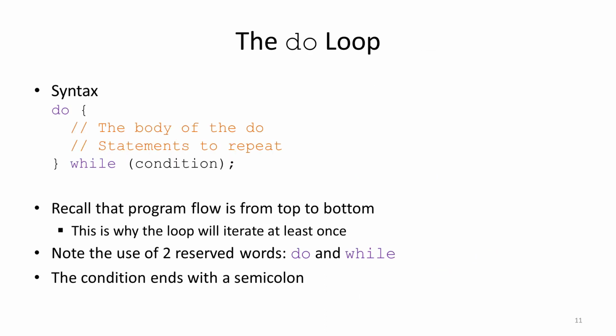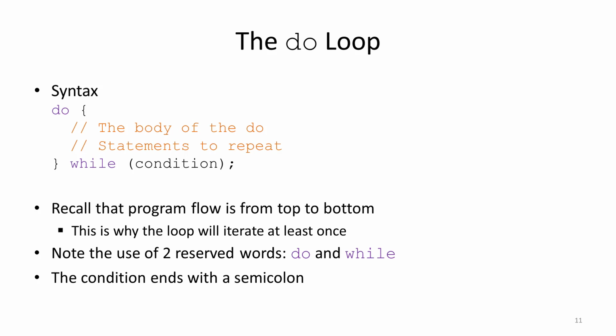Taking a look at the syntax of a do-while loop, it really is an upside down while loop. You have a do block, which is the body of the loop, and that's why it's called a do loop. Then after the closing curly bracket, you have the while. That is why I put the while reserved word next to the condition in the flow diagram. Recall that program flow is from top to bottom. This is why the loop will iterate at least once.